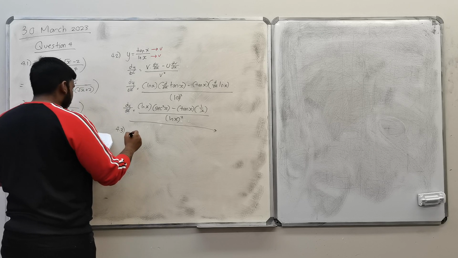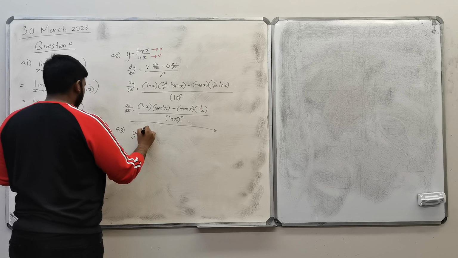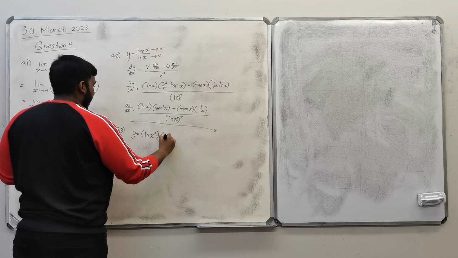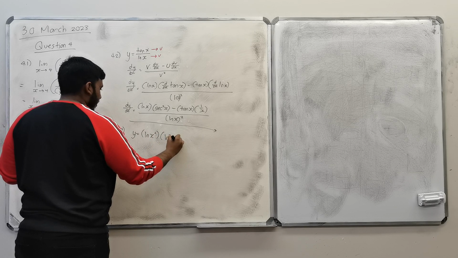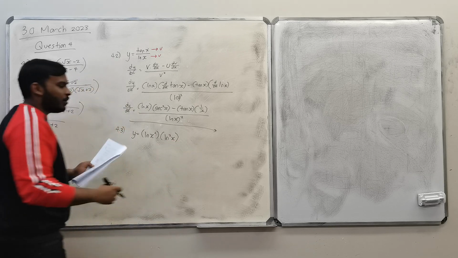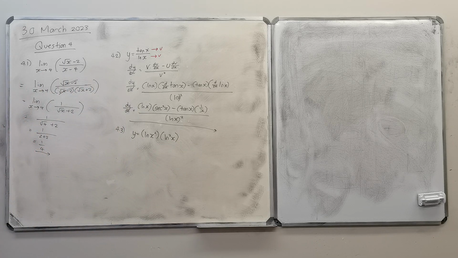They ask you to differentiate with respect to x, y is equal to ln of x squared, ln of x all squared, with the aid of the product rule. Now remember something, okay? What is this? These two that they gave us.